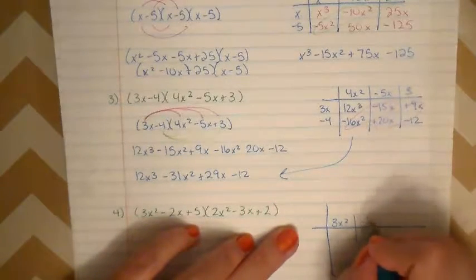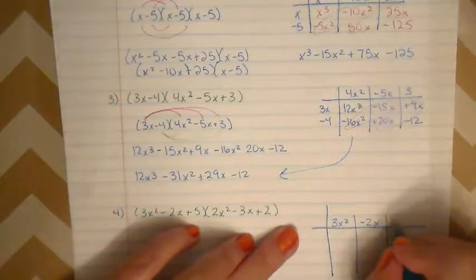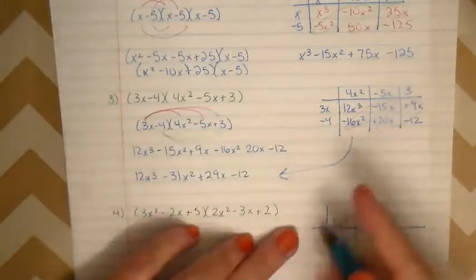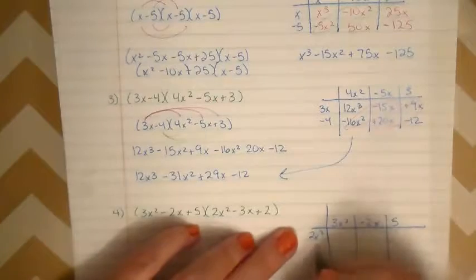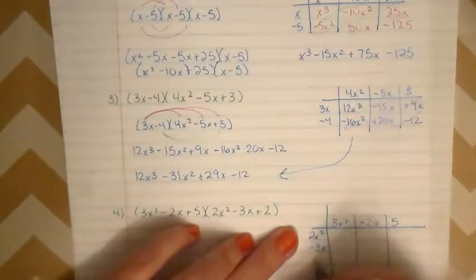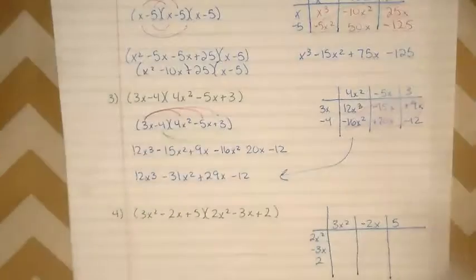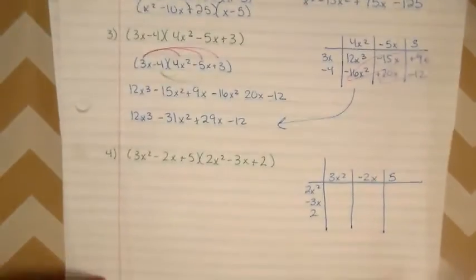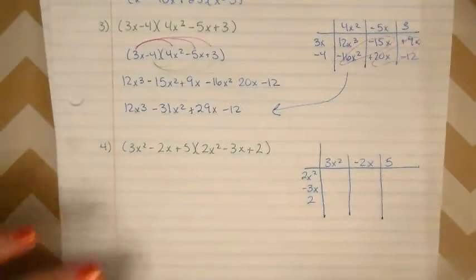And it doesn't actually matter which one you put across the top or which one you put down the side. I usually do the longer one across the top and the shorter one down the side just to make it take up less room, but it really doesn't make a difference one way or the other.